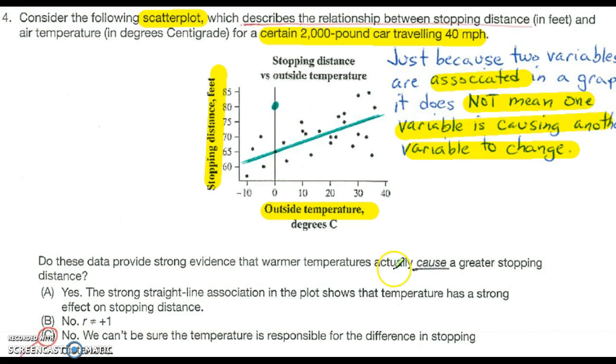So does this prove that one is actually causing the other? No, because we're not sure if the temperature is responsible for the stopping distance or if it is some other variable.